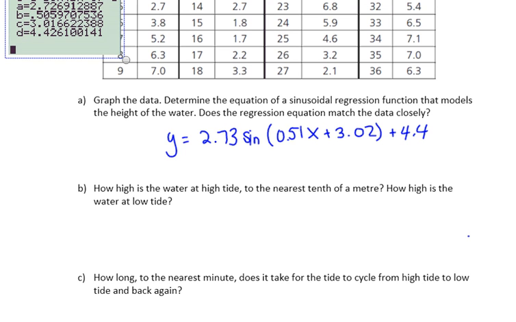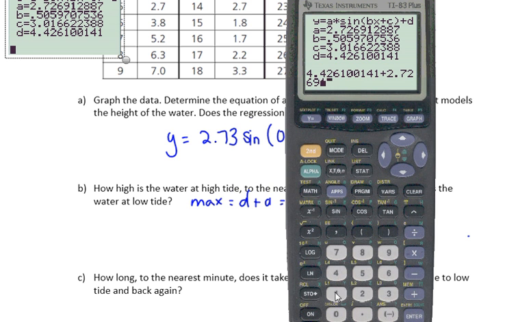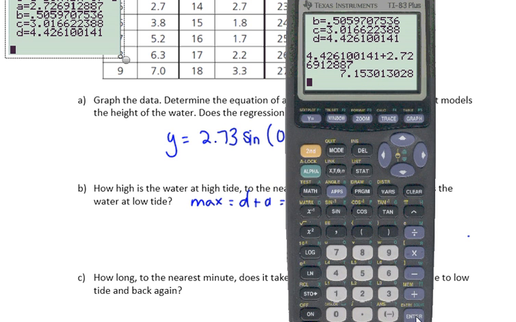Okay, it says how high is the water at high tide? So what is it really asking for? Max. Now, there's 2 ways we can get our max. What's one way we can get our max? D plus A. So that would be 4.4 plus 2.73, adding the exact values. So I would actually go back and add the exact values that I see. So 4.426100141 plus my A, 2.6912887. Okay, and so there it is.